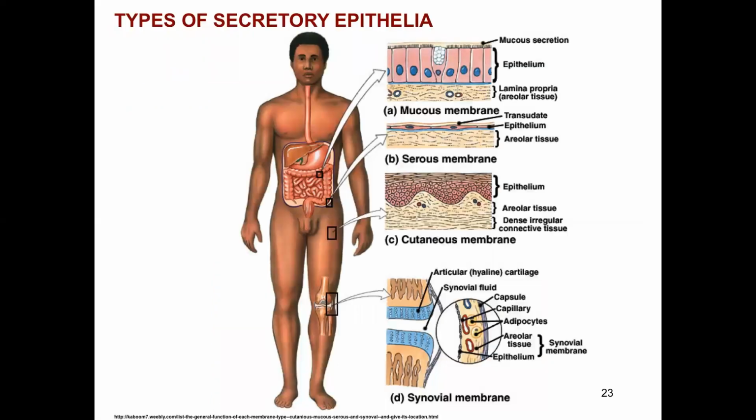Okay, so now what are your types of secretory epithelia? All right, so again, they're going to be secreting. You've got all these different types of secretion, so they're going to form these different types of membranes. So here you have your mucous membrane, right? And again, this can also be spelt with just the U, all right? So again, it's going to depend on your book.